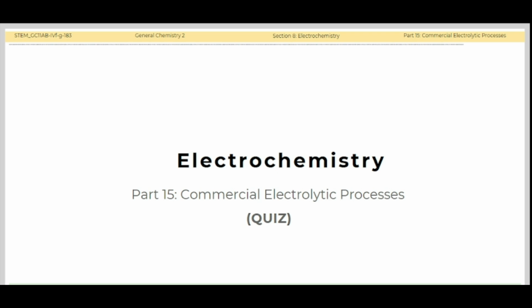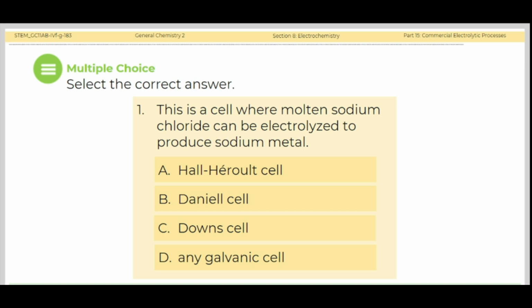This quiz is about commercial electrolytic processes. Let's begin. Number 1.